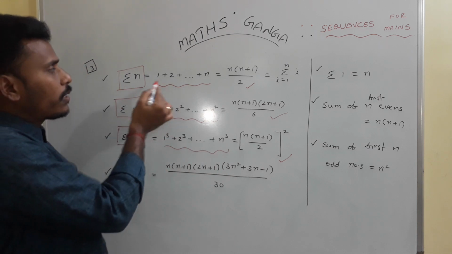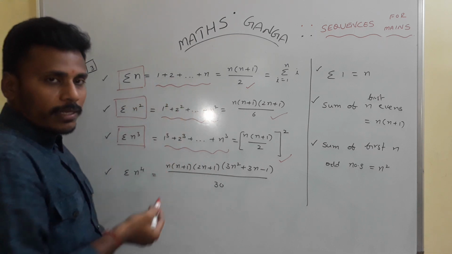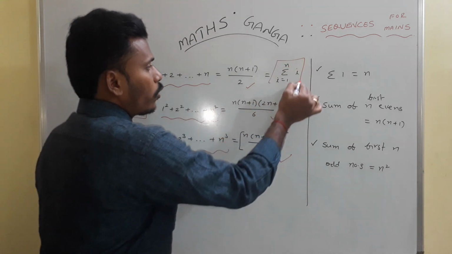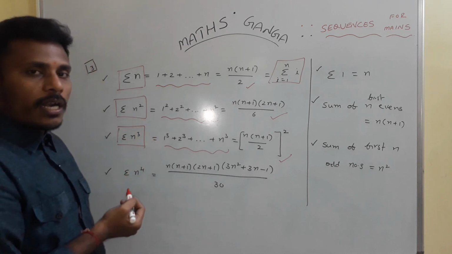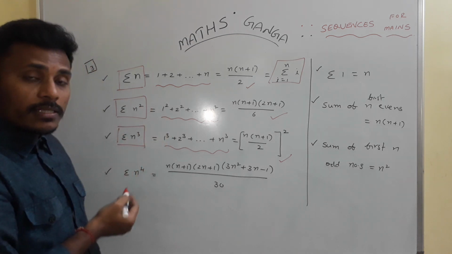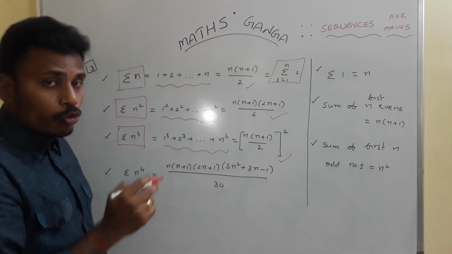Sigma n is nothing but 1 plus 2 plus and so on plus n. This is also notated like this: sigma i equals 1 to n of i. And this is also notated as sigma i equals 1 to n of i square, and it can be notated by sigma i running from 1 to n of i cube, like that.